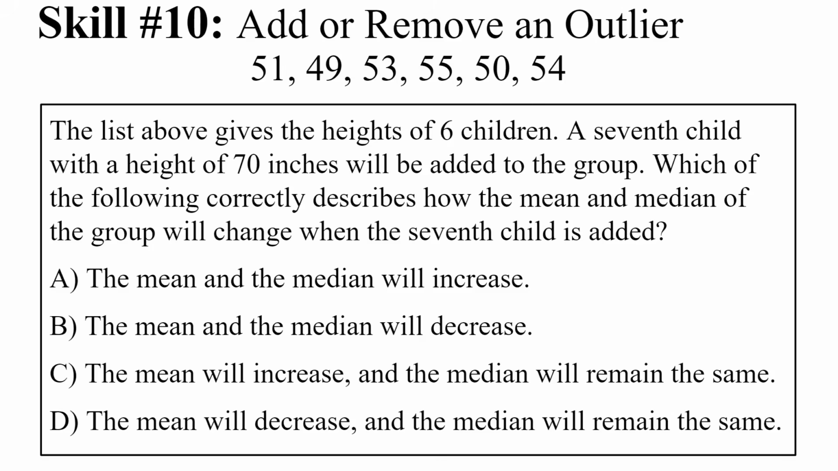Okay, so let's look at this example. The list above gives the heights of 6 children. A 7th child with a height of 70 inches will be added to the group. Which of the following correctly describes how the mean and median change? Okay, so let's put that guy in there, 70. He's a big outlier, and we added him. So we added a big outlier, so the mean is going to go up for sure. Anything that says the mean is not going up, we can cross out. So that one and that one both say the mean will decrease.